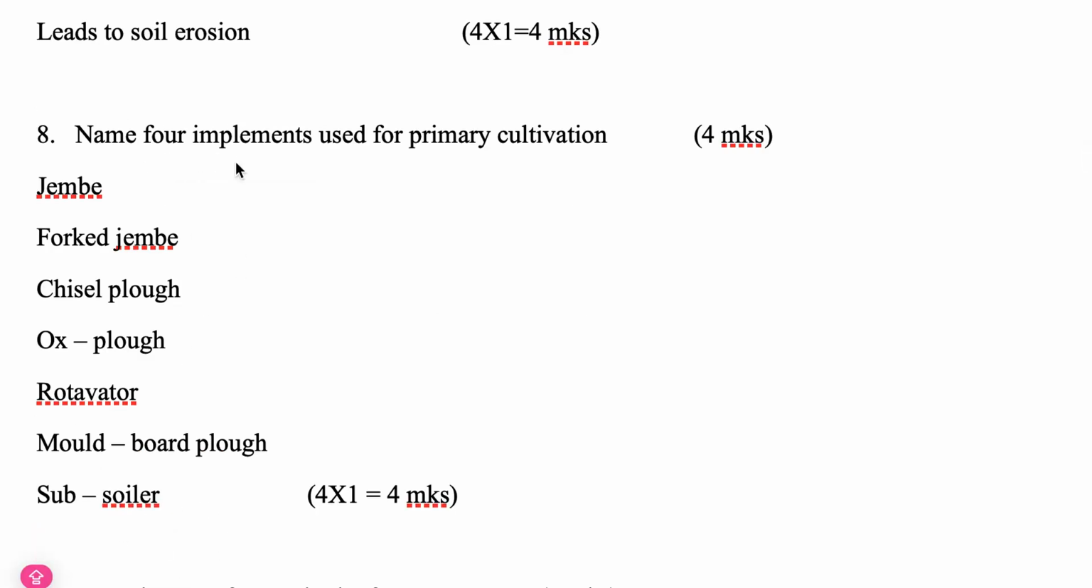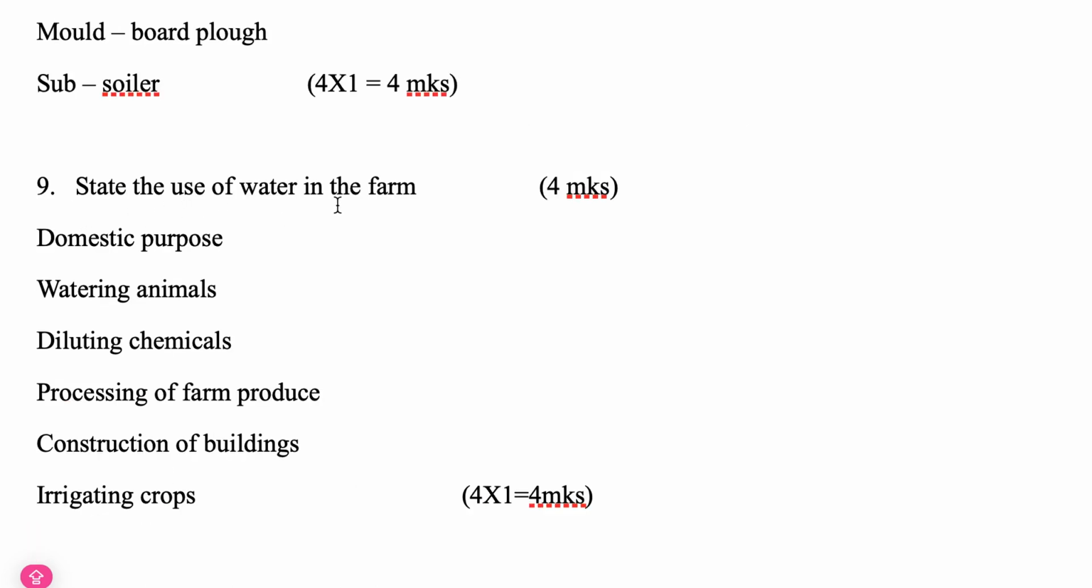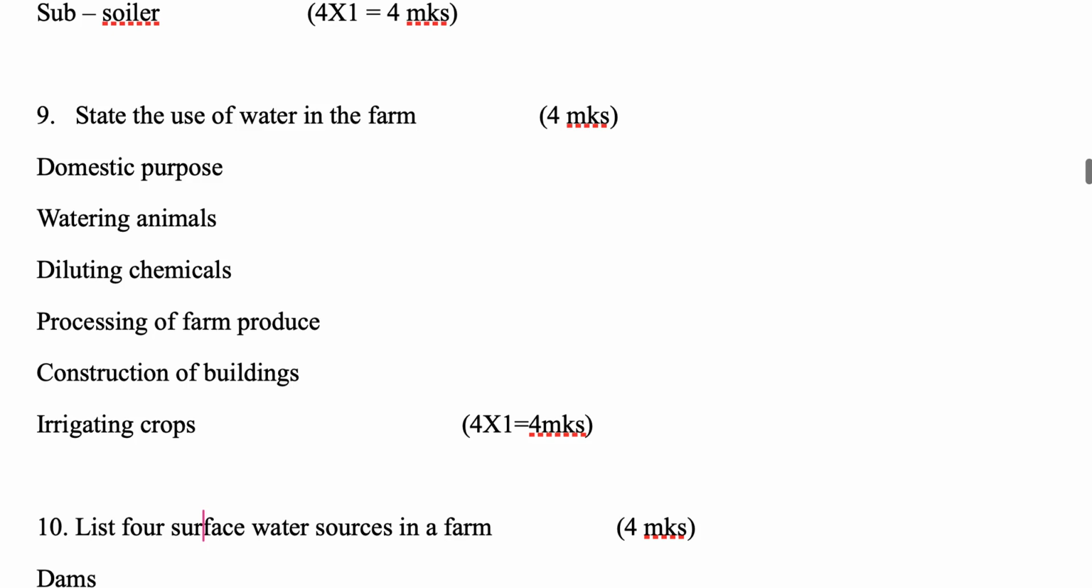Question 8. Name 4 implements used for primary cultivation. Jembe, forked jembe, chisel plow, ox plow, rotavator, moldboard plow, subsoiler. Question 9. State the uses of water in the farm. Domestic purpose, watering animals, diluting chemicals, processing of farm produce, construction of buildings, irrigating crops.